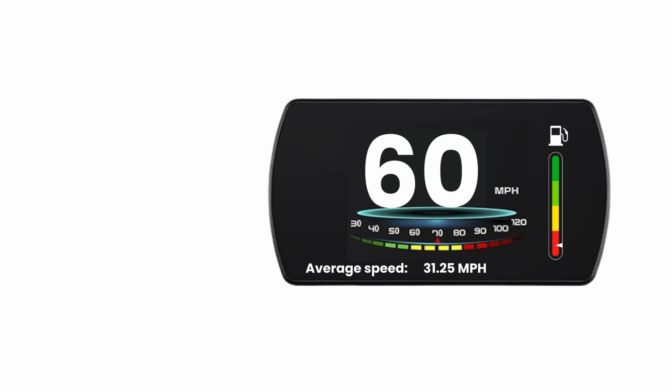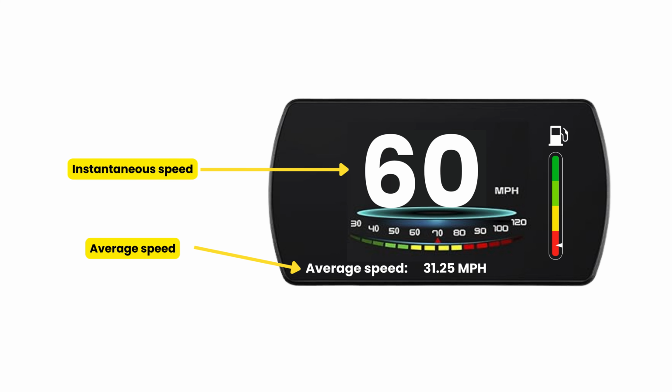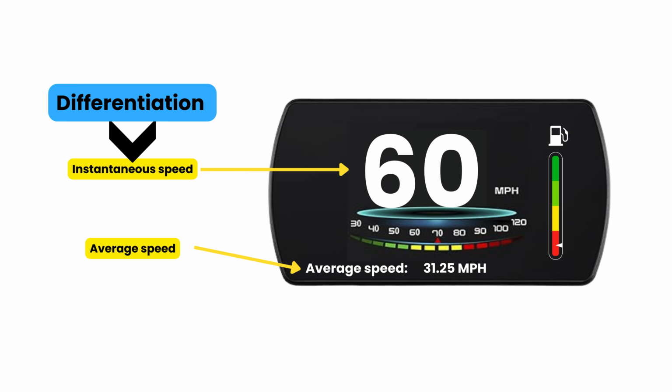A simple way to understand differentiation is by looking at a car's speedometer. There are two important speed values a car gives you. First, your average speed. That's like saying how fast you were going over the whole trip. Second, your instantaneous speed. That's the exact speed you're going right now at that precise moment. Differentiation is directly linked to your instantaneous speed.